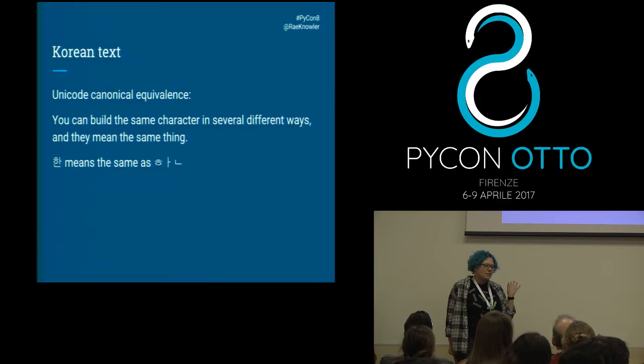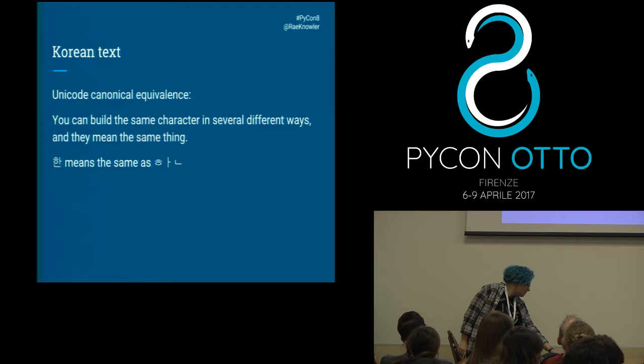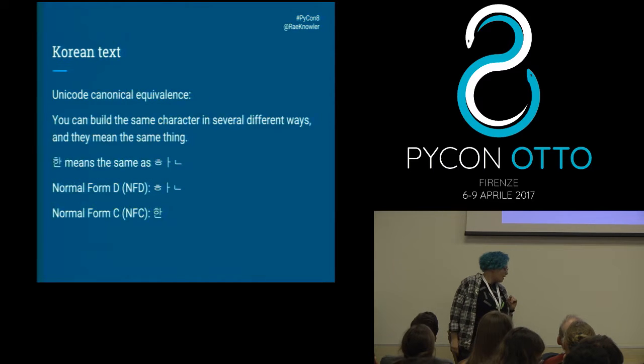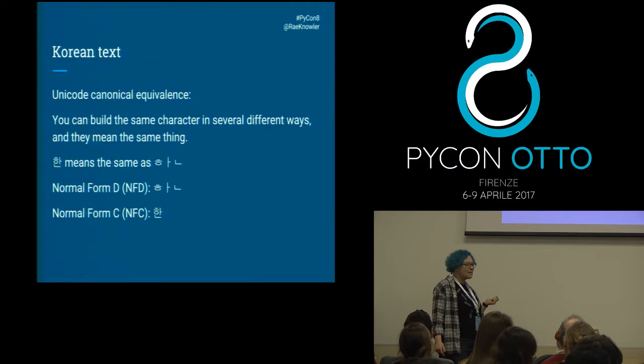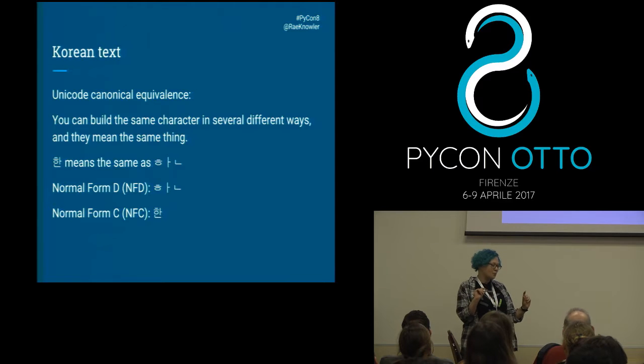Here we see canonical equivalence. We are using Unicode, of course, to create these characters, and we have 2 ways of writing the same thing that mean the same to a human. Unicode knows about this. And we have 2 different forms. They have 2 different names. Normal form D is the kind of exploded way, and normal form C is the composed way.